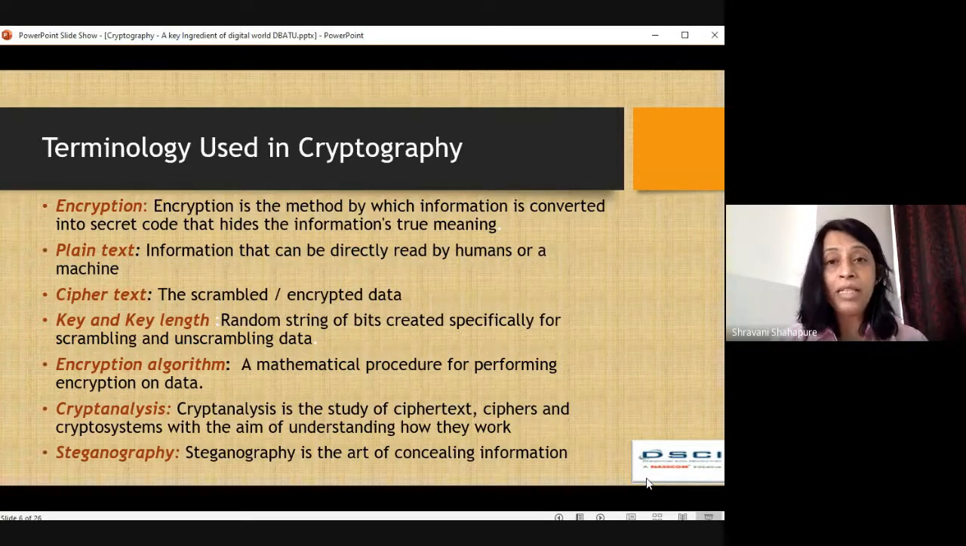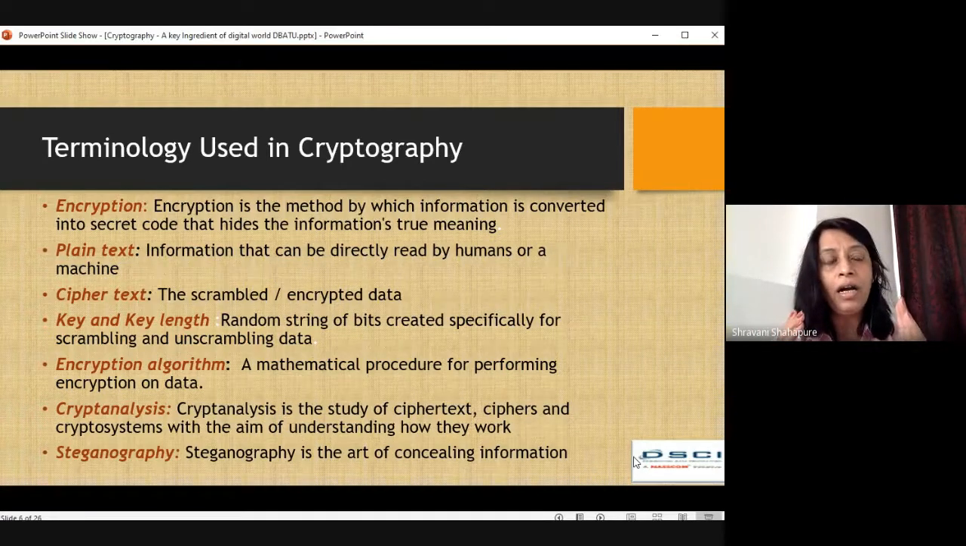Plain text is, of course, information that can be read by a machine, what we want to convey to each other. Ciphertext is a scrambled, non-intelligent form of the message. Key and key length are an important aspect of cryptography. As Kirchhoff also said, the algorithm is not kept secret, even if it is known to many people or everybody. The key should be secret.